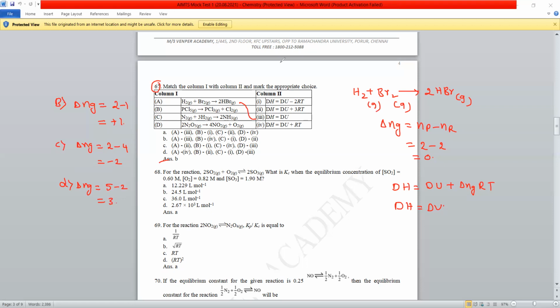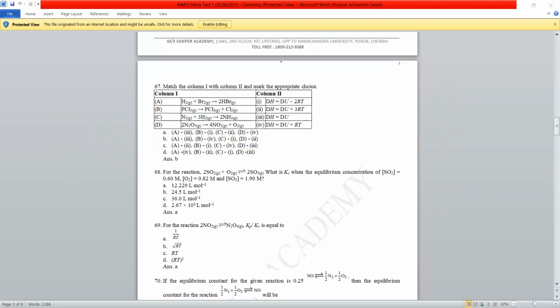Next, question number 68, students, just see the question. For the reaction 2SO2 plus O2 in equilibrium with 2SO3, what is the Kc when the equilibrium concentration of SO2 is 0.60 molarity, O2 is 0.82 molarity and SO3 concentration is 1.90?